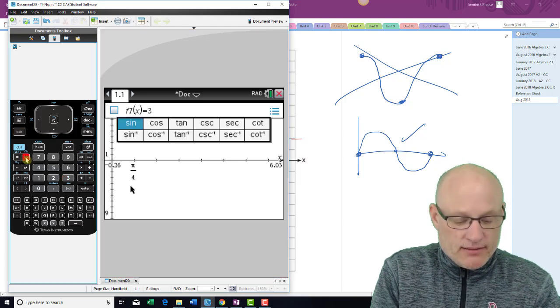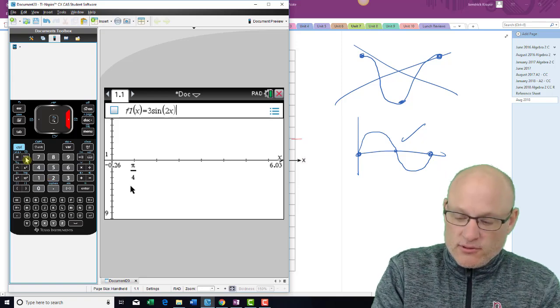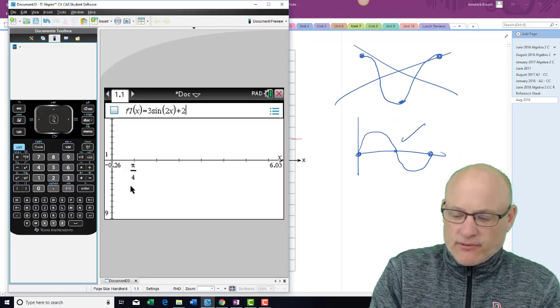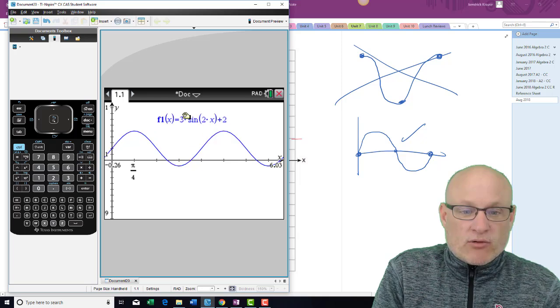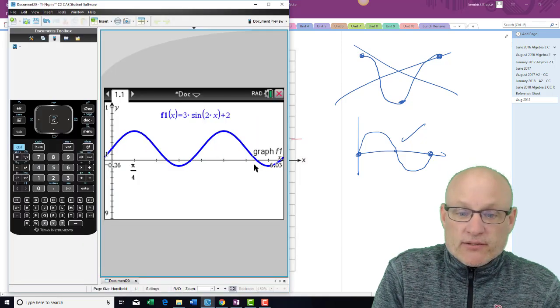3 sine 2x plus 2. I believe that's what it was, right? There it is. And press enter. And hopefully it looks exactly like what we graphed, right? We started at 2. We started at 2. We ended at... Oh, we can't see this over here. You know how we move this over?